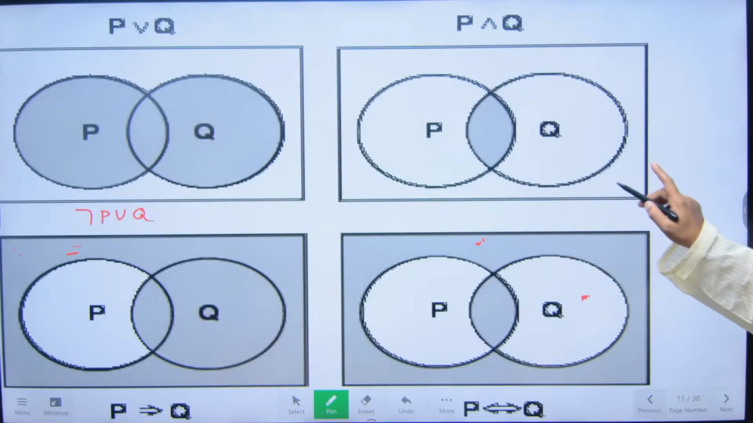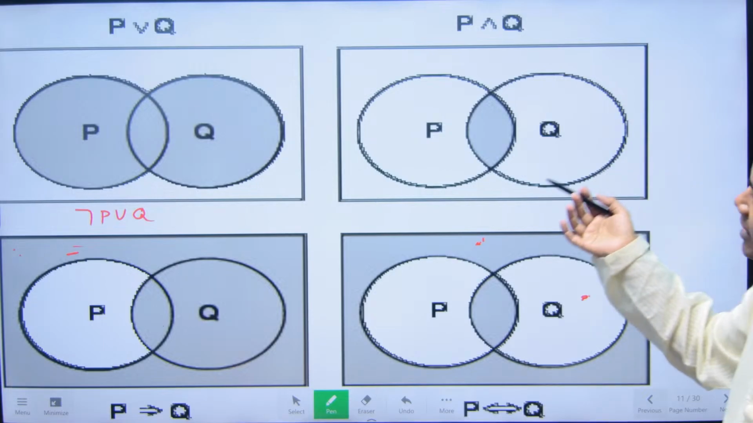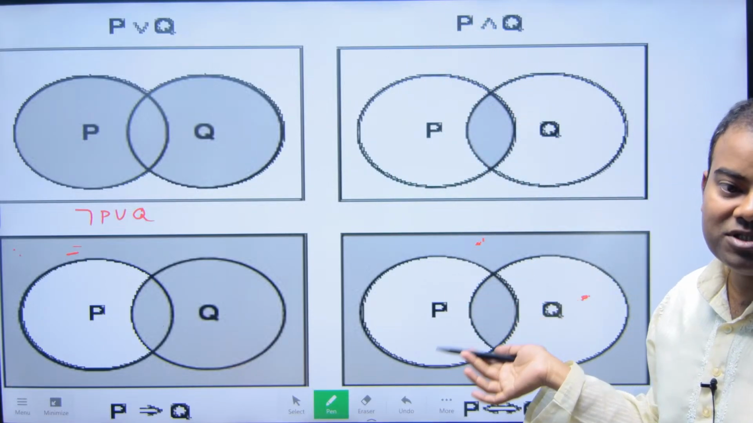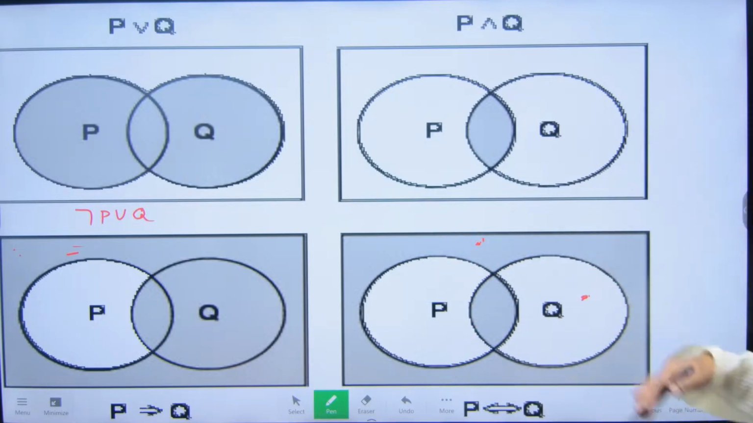So these diagrams are clear. These diagrams are called Venn diagrams, and they are also used in set relations. There also we will use these diagrams. Okay. Any doubt?